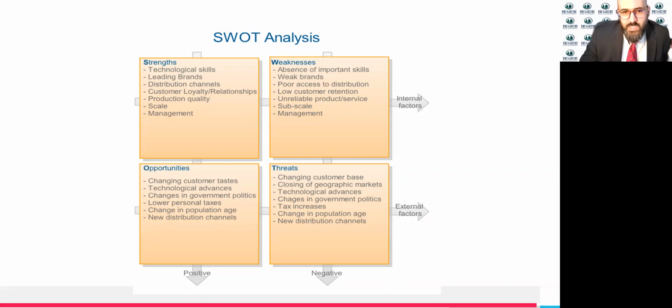Same thing for technology. Technology would be considered an external factor. It could be an opportunity for the company to use the new technology, but if we did not keep up with the new technology, that could be a threat for us. So we need to consider the strengths, weaknesses, opportunities, and threats, and list down what exactly we're trying to find.